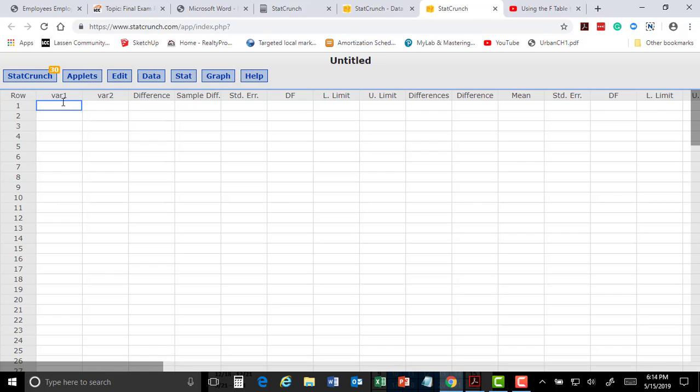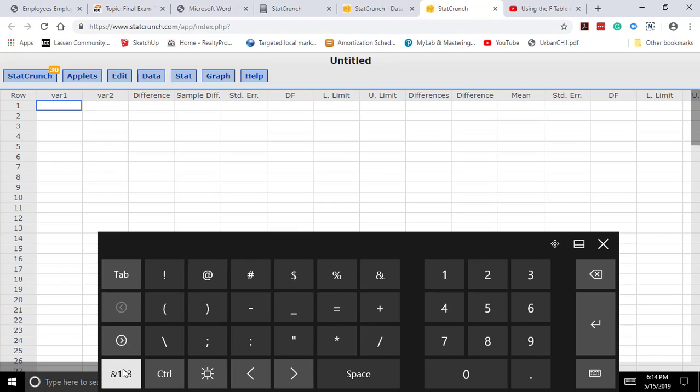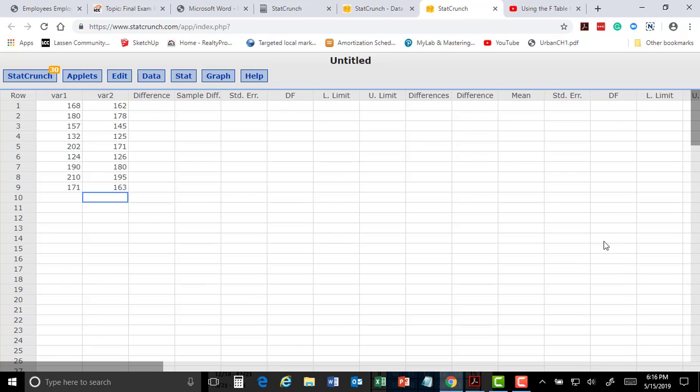I'm entering a lot of data today. Okay, what is it? What was it? Well, that's what I'm asking. I'm on number 10. So 168. Now, it's the same thing.